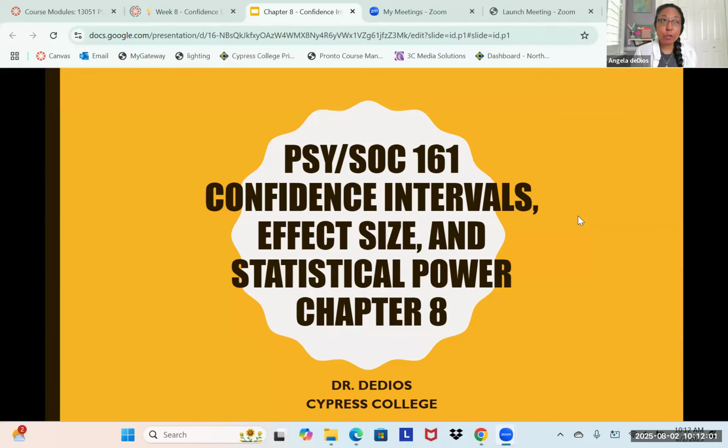So, we have learned now about hypothesis testing with the z-test. And so now we're going to give some additional information on what you can do beyond hypothesis testing, because hypothesis testing is really only one way that we present information in psychological research. So, in this chapter, we're going to be talking about confidence intervals, effect size, and statistical power.